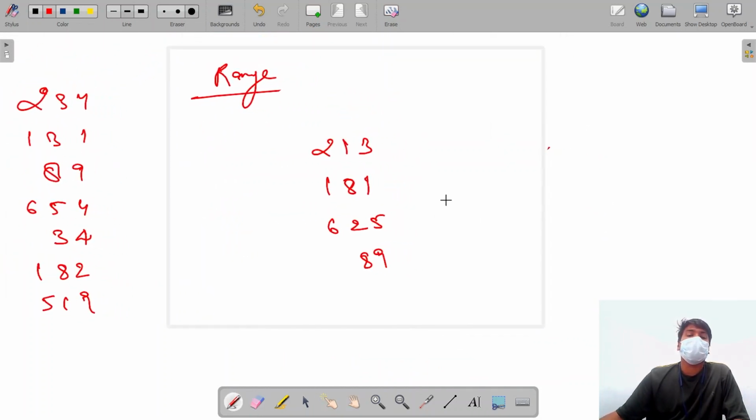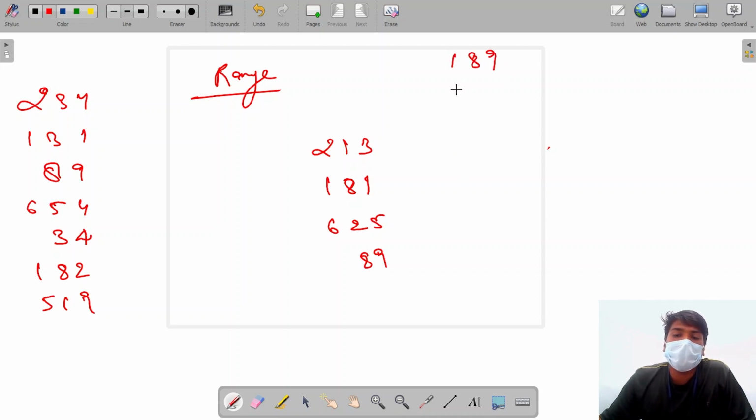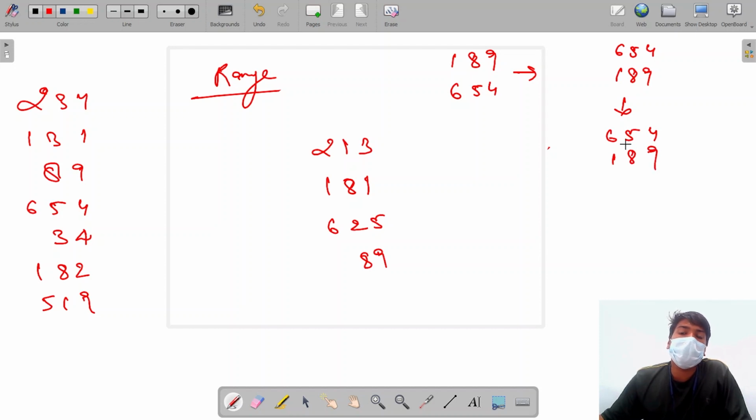Okay, let us do ones first. So same example, 189 and 654, right? It was the example. So let us do it on the basis of ones first. So ones will be 654, 189. Then if we do it on the basis of tens, it would be 654, 189. If we do it on the basis of 100, then it will give us 189 and 654.